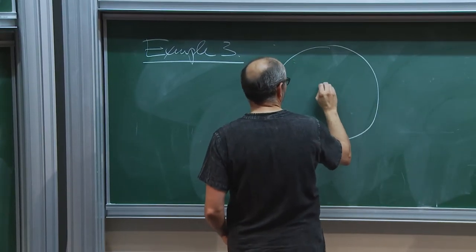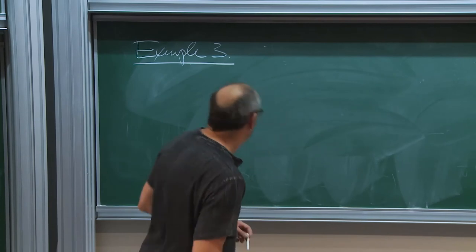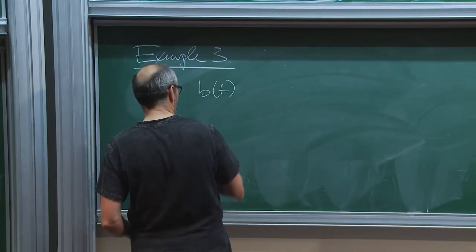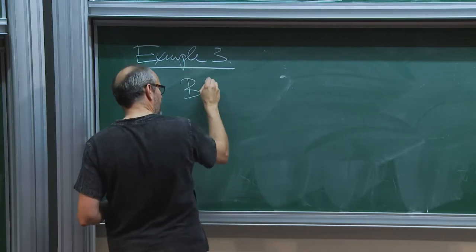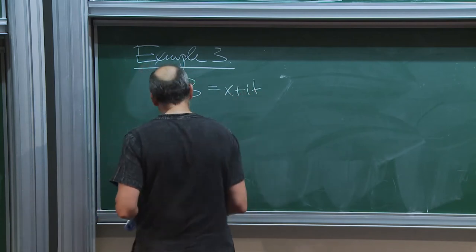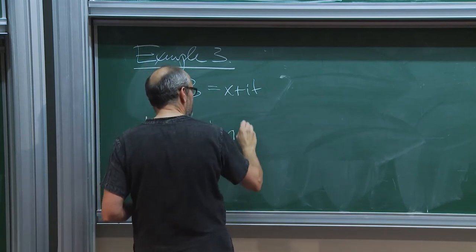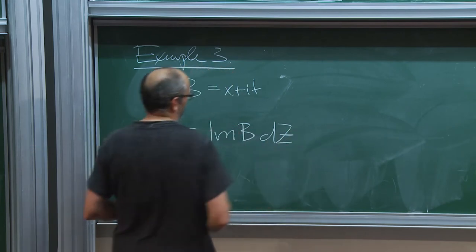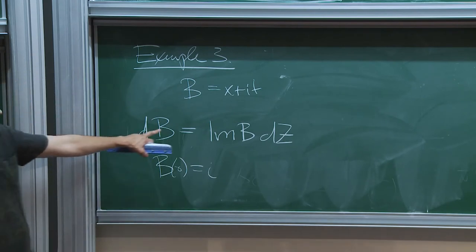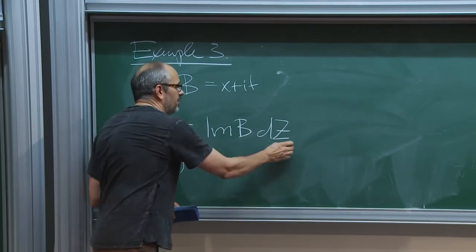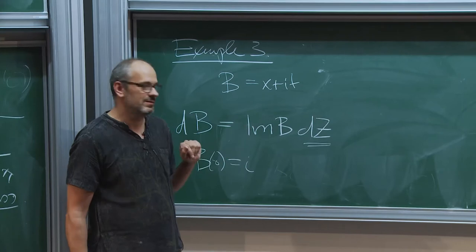Okay, so you can take B_t to be hyperbolic Brownian motion. So let's write B is X plus iT. And B satisfies on the real line dB is Im(B) times dz, and B_0 is i. Okay, so this is hyperbolic Brownian motion. This is an ordinary complex Brownian motion, so real part and imaginary part are independent standard real Brownian motions.